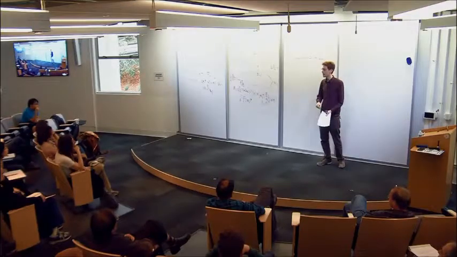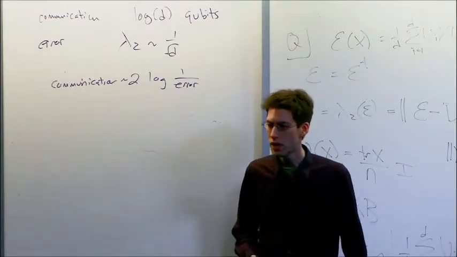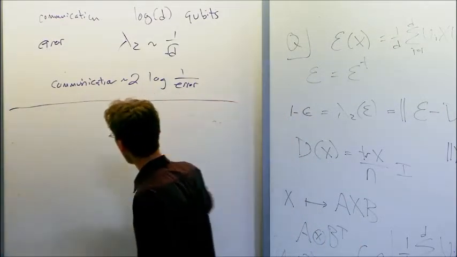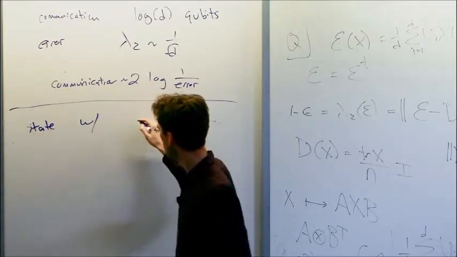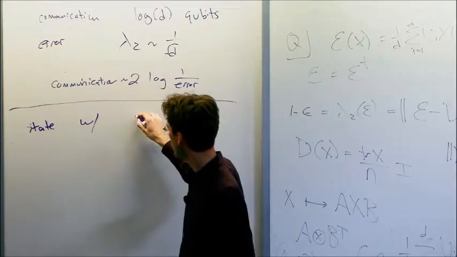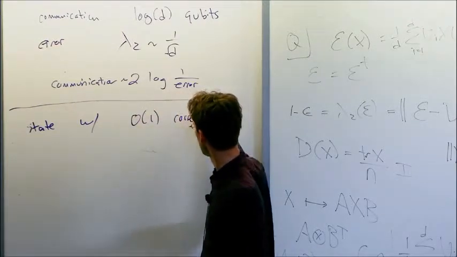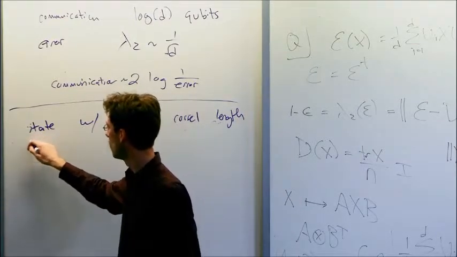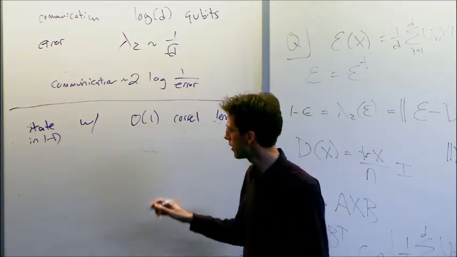Another application is in Matt Hastings' original paper that introduced expanders, where he uses it to construct a spin chain, a state with constant correlation length, so a state in 1D, like a spin chain in 1D, where the correlation length is constant.